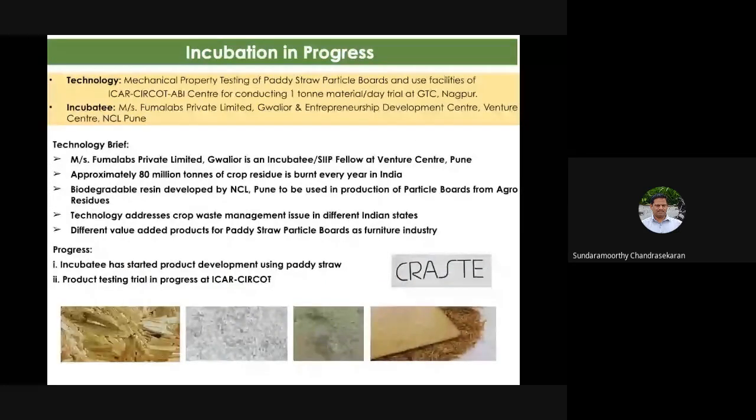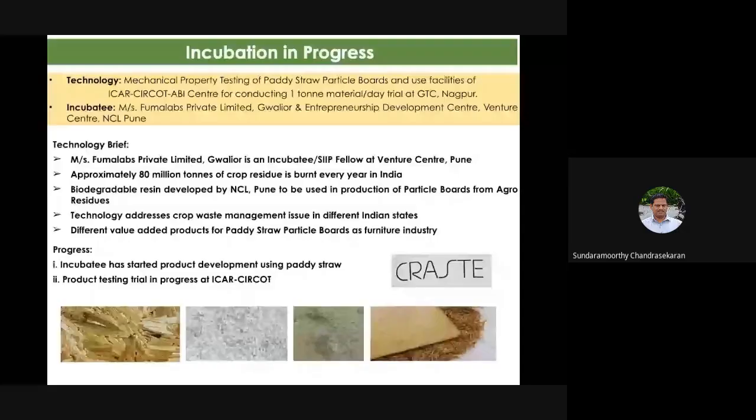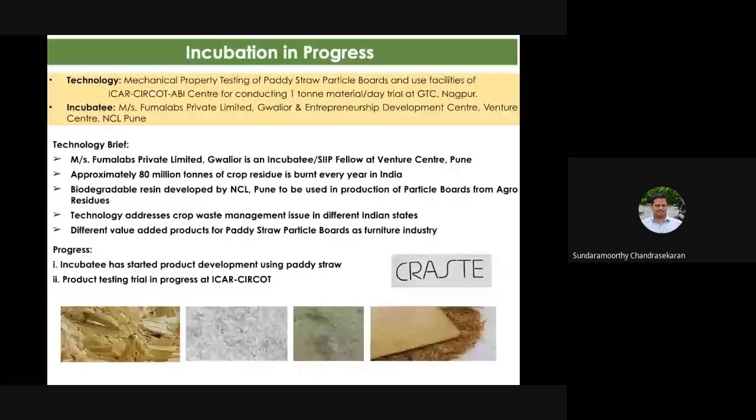And this one is an interesting case where it is like a linkage of two incubation units. Basically, this person who is an engineering graduate started Fuma Labs Private Limited in the Business Incubation Center at NCL Pune. NCL Pune has a venture center which incubates entrepreneurs. His main purpose was to develop biodegradable resins, which can be used in the development of composites. In his incubation at Pune, he developed the biodegradable resins. Rather than marketing that, he wanted to go one step further to develop composite material himself, since the burning of rice stalks has become a major issue.